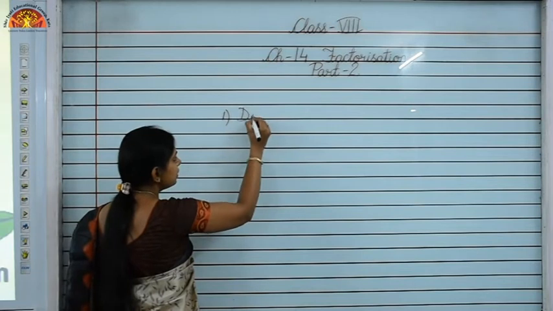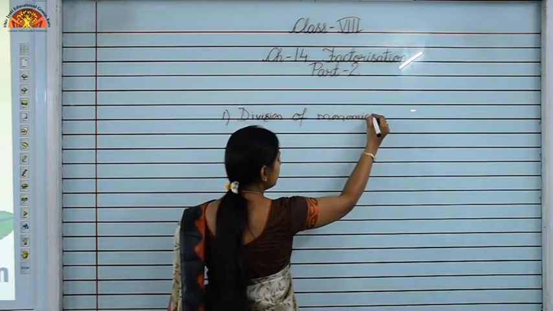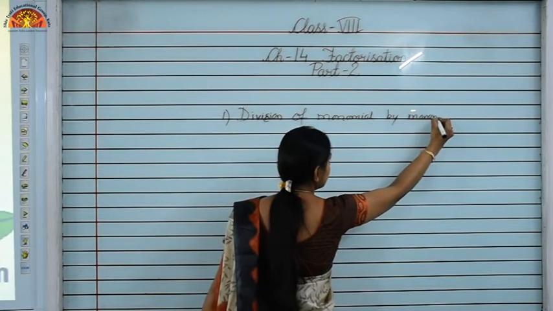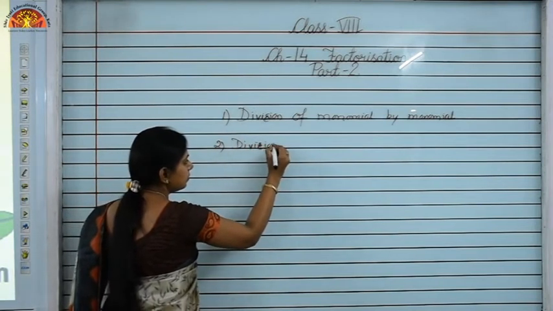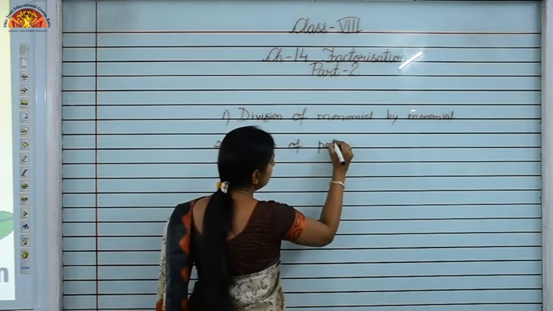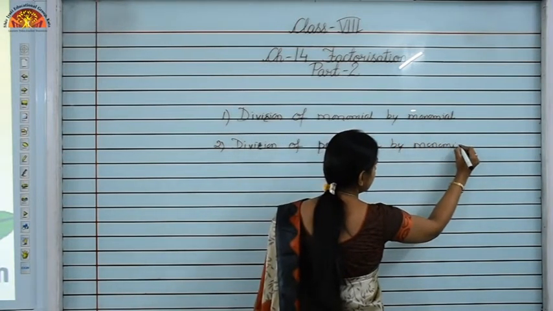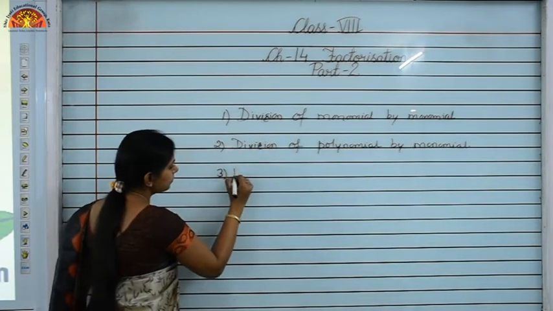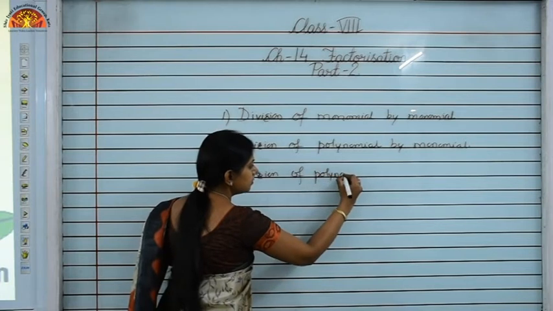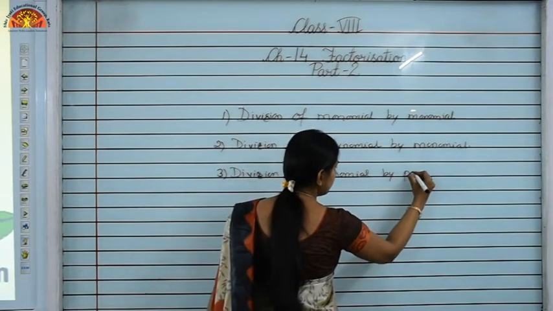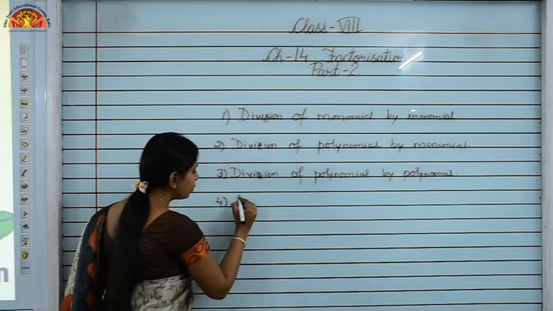Here we will learn division of monomial by monomial, division of polynomial by monomial, and division of polynomial by polynomial. And at last we will learn about finding errors.